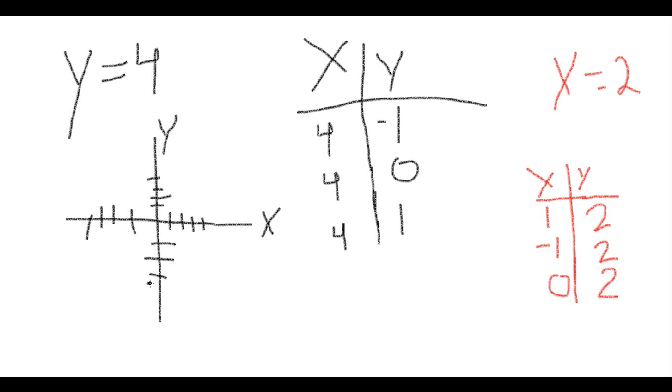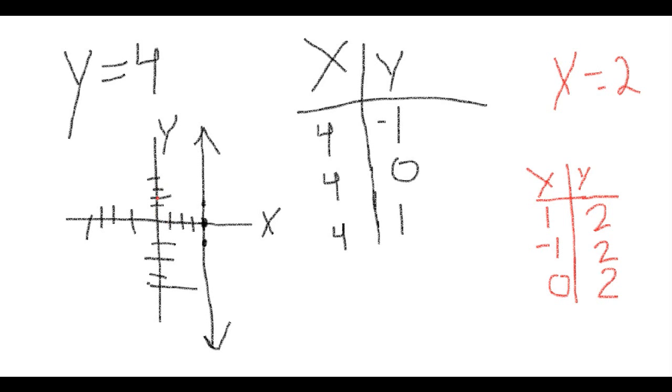1, 2, 3, 4. 1, 2, 3, 4. So we'll do the y equals 4. So the number will be 4. It will always be 4. So our x is -1, 0, and 1. So basically it draws a line this way.